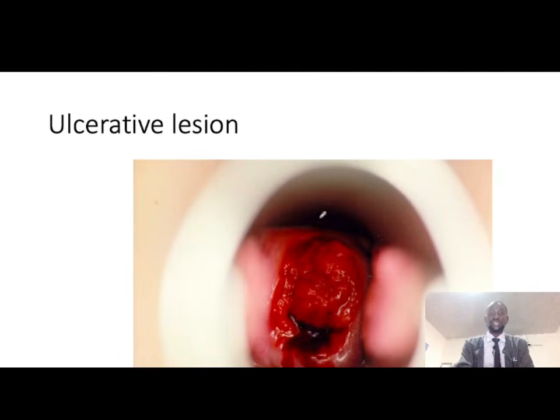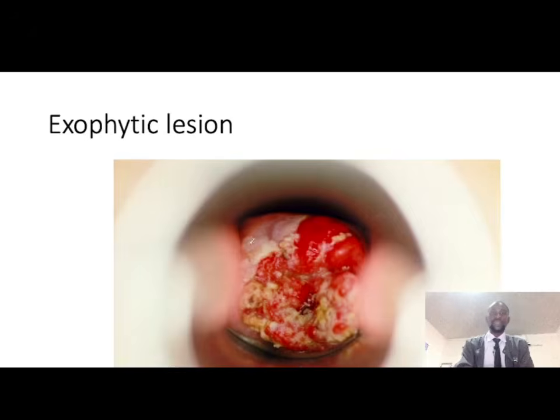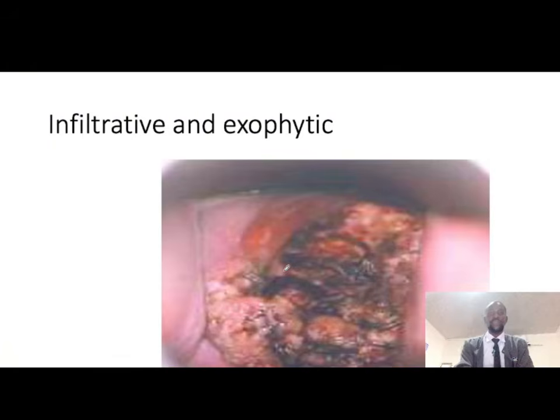This is a picture showing you a lesion that you can see. This is the cervix, and this is an ulcerative lesion on the cervix. When you look at this, this is an exophytic lesion, where it's growing outwards. You have growth on the cervix. This is an exophytic lesion, and this is an infiltrative one. You can see that the entire cervix has been infiltrated by this lesion. So this is an infiltrative and exophytic lesion at the same time of cervical cancer.